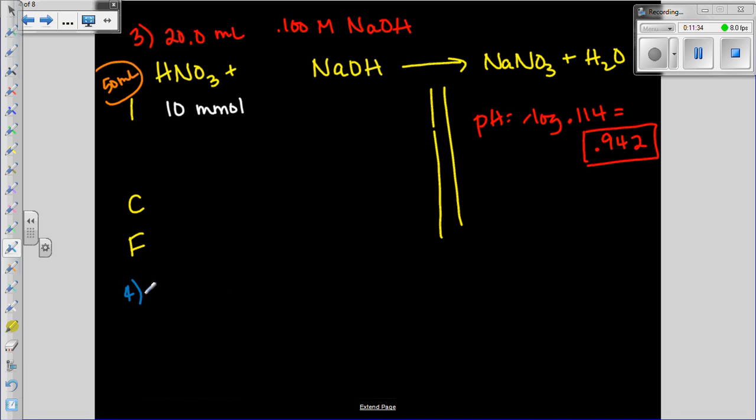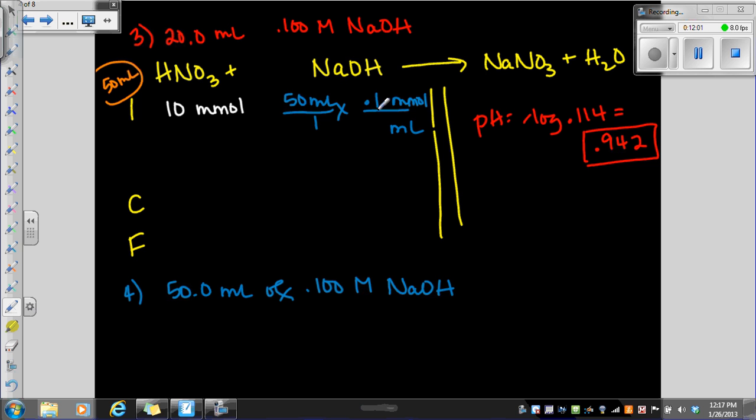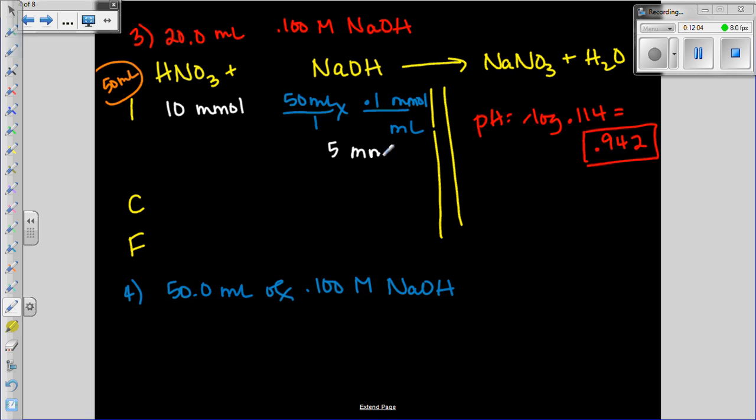So the next thing we're going to do is we're going to look at 50 milliliters of 0.10 molar sodium hydroxide. Okay, so I'm going to say 50 milliliters. I want to go from milliliters to millimoles because this is a chemical reaction and I've got to compare moles of each. So 50 times 0.1 gives us 5 millimoles. And we will go down by 5. So we'll have no hydroxide left. We'll have 5 millimoles of acid left.